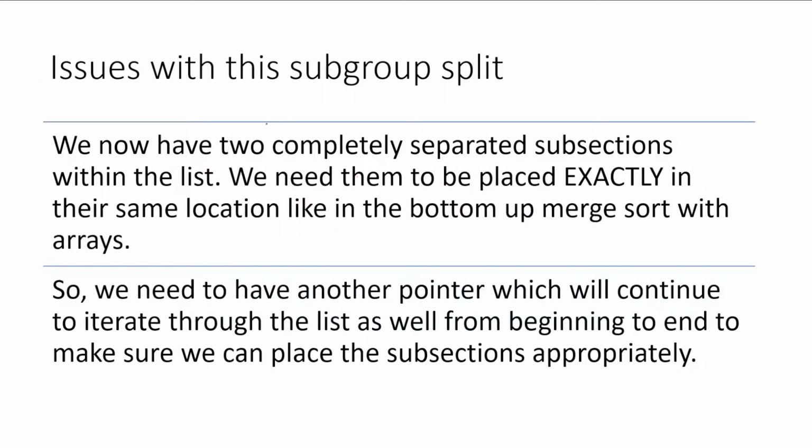If we look at that splitting from the subgroup, we can clearly see that now we have two completely separated subsections within the list, and we need to put them exactly in their same location, like in the bottom-up merge sort approach within arrays. So we need to have another pointer which will continue to iterate through the list as well from the beginning to the end to make sure that we can place those subsections exactly in the same location as they were taken out.